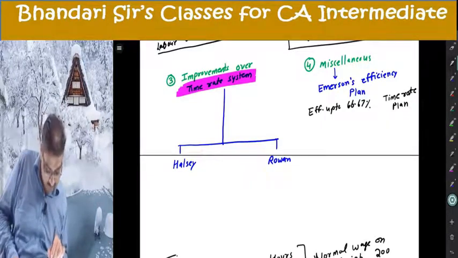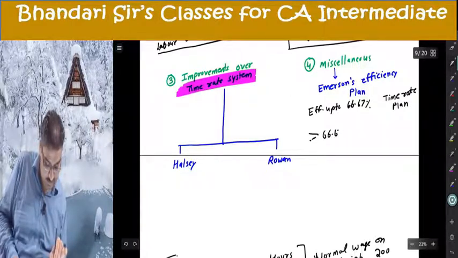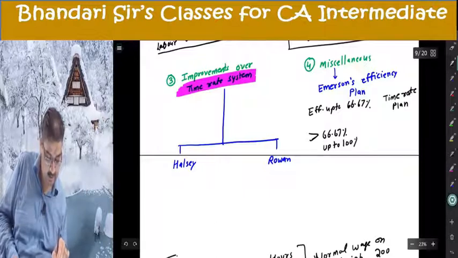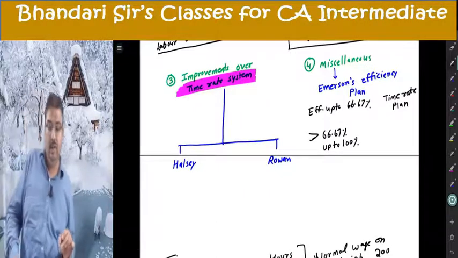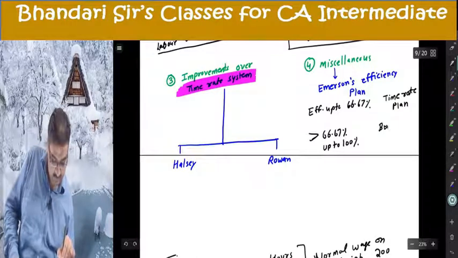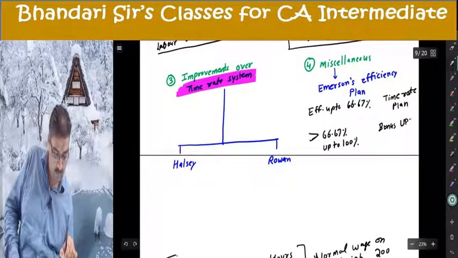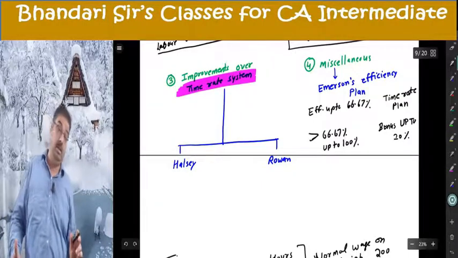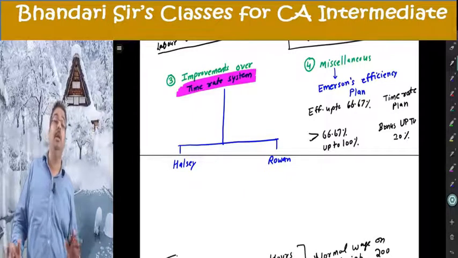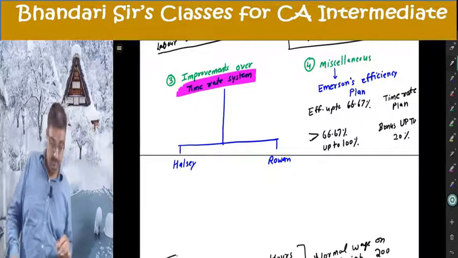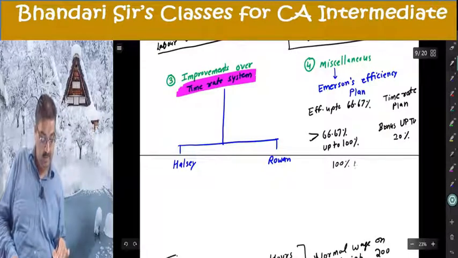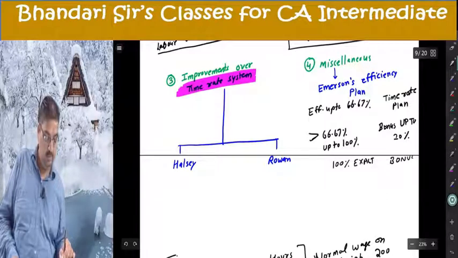If it is greater than 66.67%, up to 100%, there is a bonus of up to 20%. Up to means it can be anything as per the policy of the company. The question will tell you how much it is. At exactly 100%, the bonus is 20% exact.